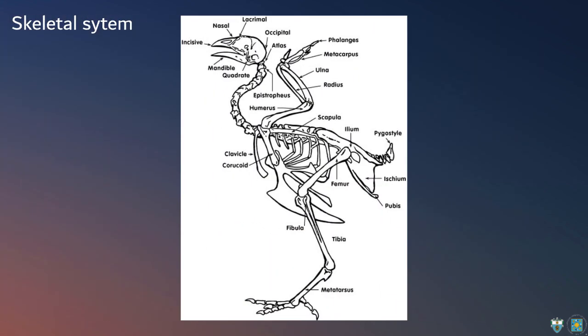Okay, so we finished the skeletal system of the chicken. We now proceed to the process of dissection and the determination of the internal organs.